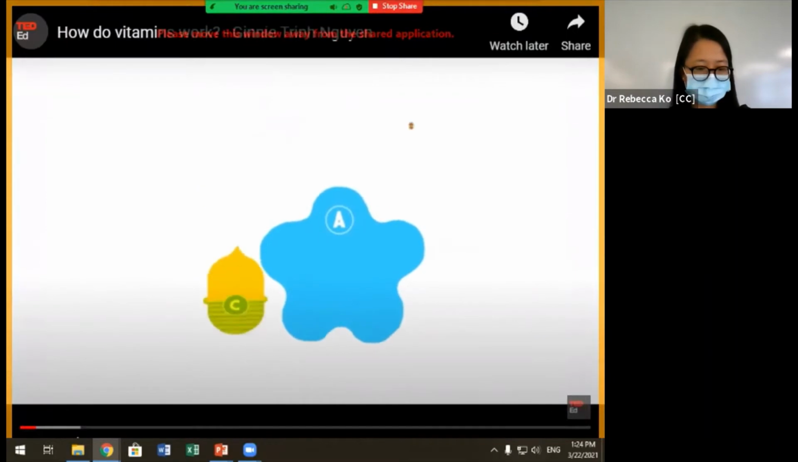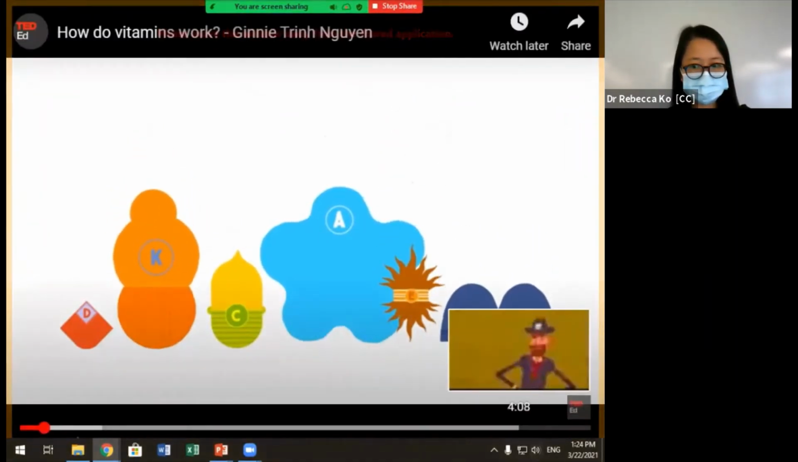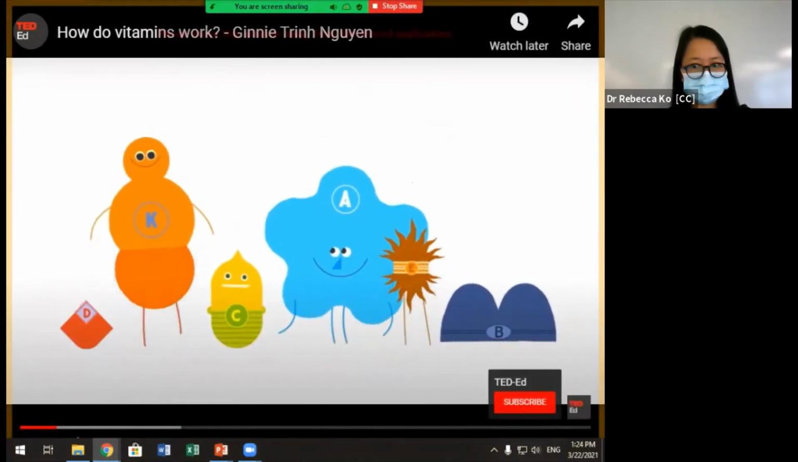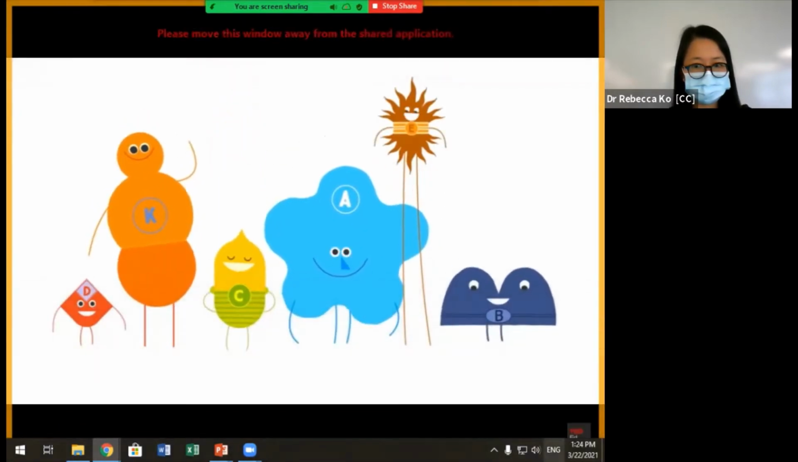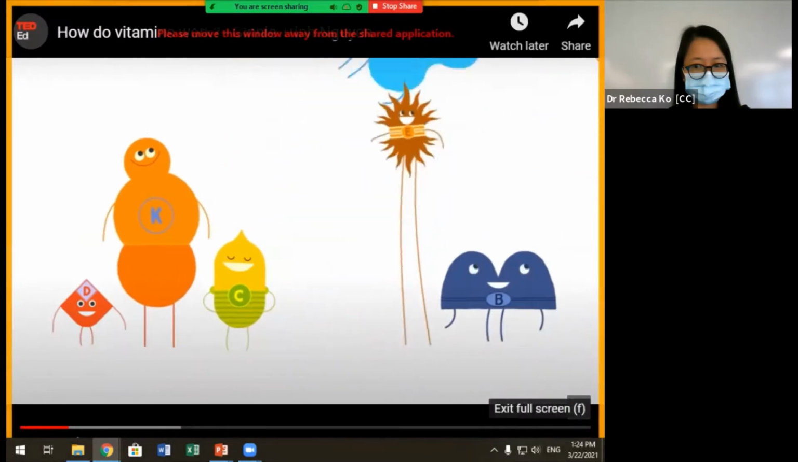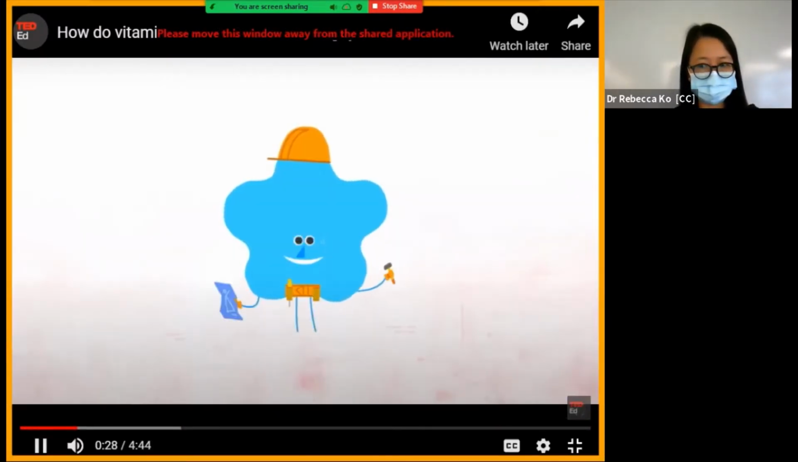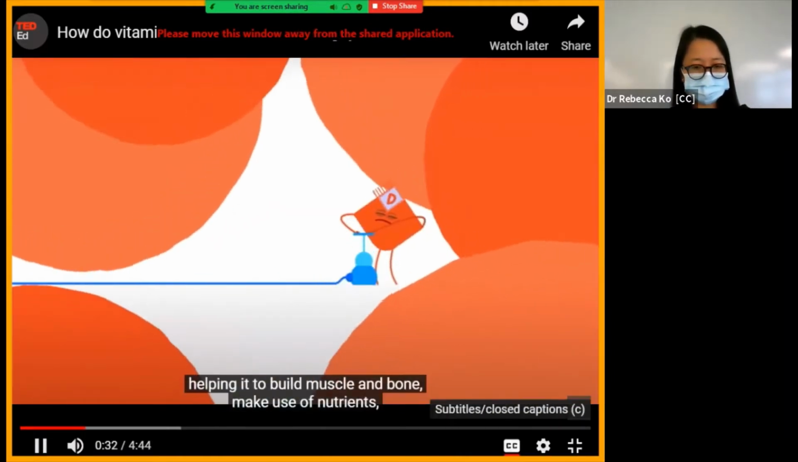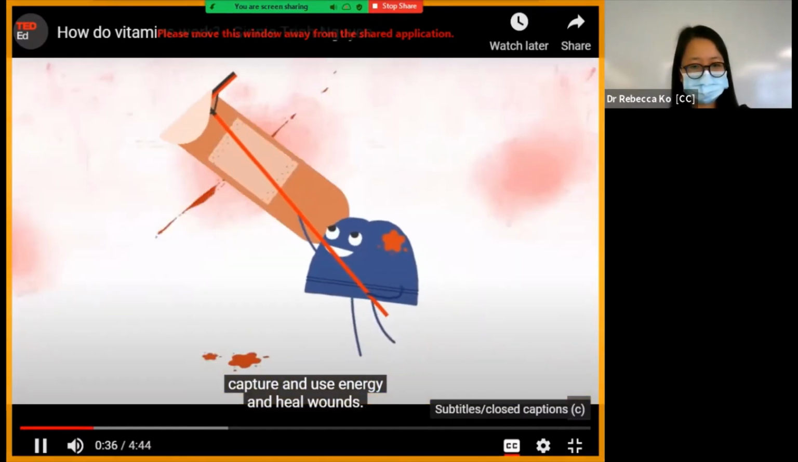A, C, E, D, B, K. No, this isn't some random out-of-order alphabet. These are vitamins, and just like letters build words, they're the building blocks that keep the body running. Vitamins are organic compounds we need to ingest in small amounts to keep functioning. They're the body's builders, defenders, and maintenance workers, helping it to build muscle and bone, make use of nutrients, capture and use energy, and heal wounds.